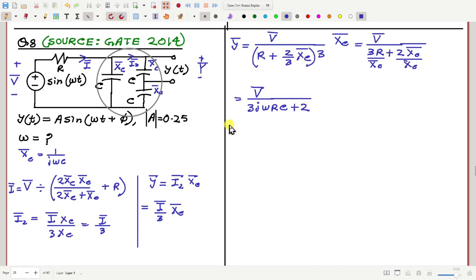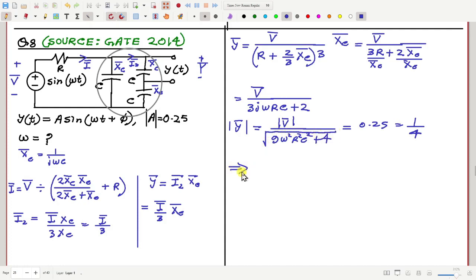Now we know that the mod of Y will be equal to mod of V divided by the square root of 9 omega square R square C square plus 4. However, mod of Y is equal to mod of A, that is 0.25, that means 1 by 4. Oh, I missed a square root here.